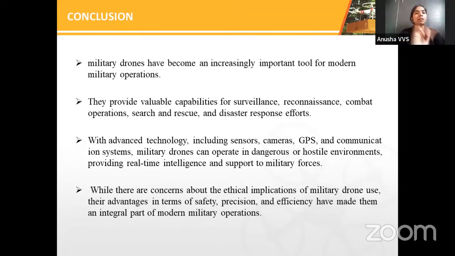Conclusion. Military drones have become an increasingly important tool for modern military operations. They provide valuable capabilities for surveillance, reconnaissance, combat operations, search and rescue, and disaster response efforts. With advanced technology, including sensors, cameras, GPS, and communication systems, military drones can operate in dangerous or hostile environments, providing real-time intelligence and support to military forces. While there are concerns about the ethical implications of military drone use, their advantages in terms of safety, precision, and efficiency have made them an integral part of modern military operations.